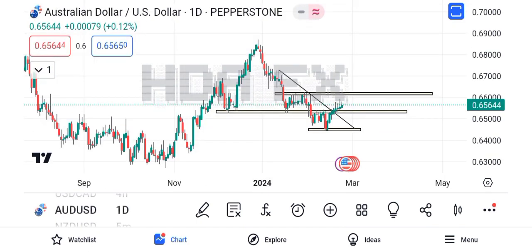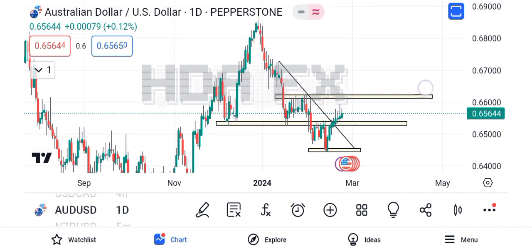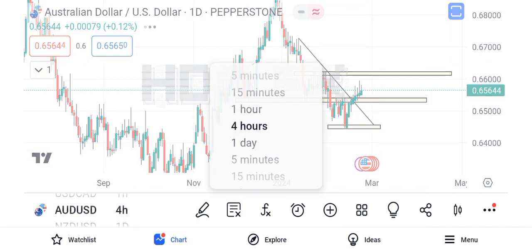So guys, next we'll be looking at the Aussie dollar. On the Aussie dollar, I can see that we have already drawn our key zones and trend lines here, and we did that in the previous video. So you can go and watch the weekly outlook on the previous video and see how we analyzed the Aussie dollar.